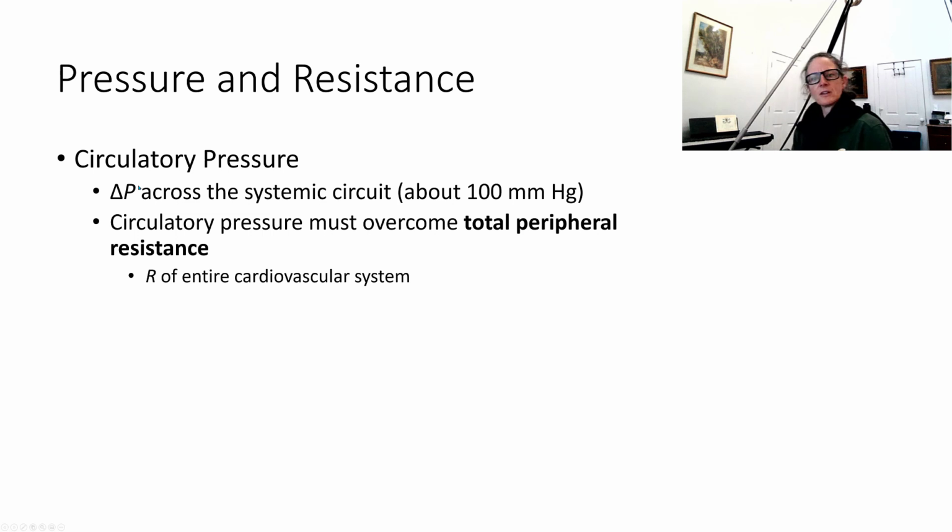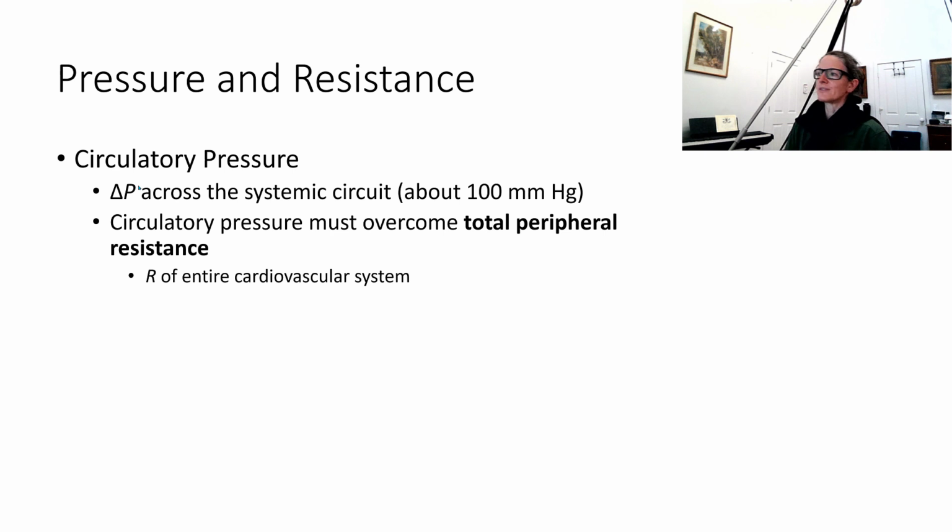And imagine that you didn't have a very high pressure gradient. Let's say your blood pressure drops. Let's say it drops to 80/45. Now you might have a problem, because you might not have enough pressure to perfuse the entire systemic circuit. You may not have enough pressure to overcome the peripheral resistance.